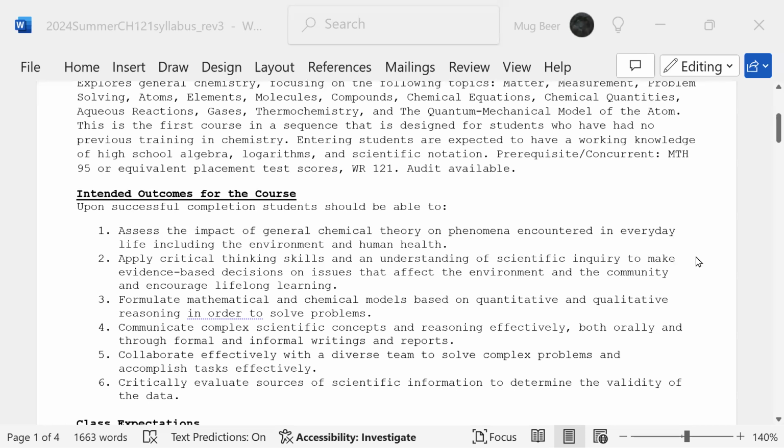Alrighty, so the intended outcomes for this course. First thing, assess the impact of general chemistry theory on phenomena encountered in everyday life, including the environment and human health. If you don't think chemistry has changed the way you live, you haven't been a good student of history. Say 150 years ago, if you tripped and impaled yourself with a stick, got poked by a stick, you had a 20% chance of dying. You had an 80% chance of getting sick. And chemistry has changed that.